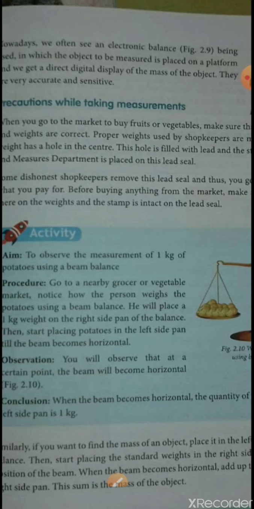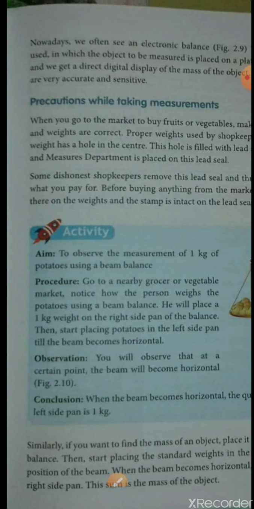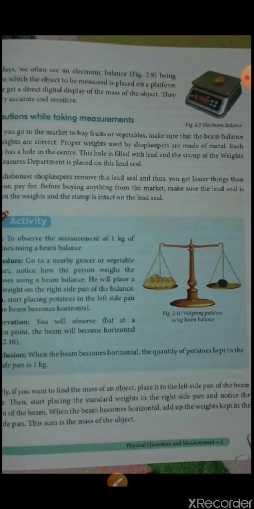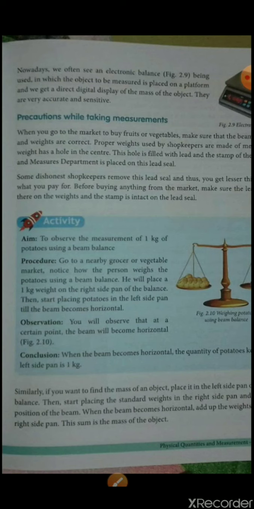But some shopkeepers who are not honest will try to remove the seal and they will cheat us. So whenever people used to buy anything, they will check for the seal first of all, whether the seal which is used is proper or not. So this is one way of finding your mass.